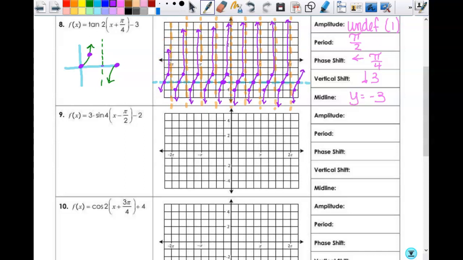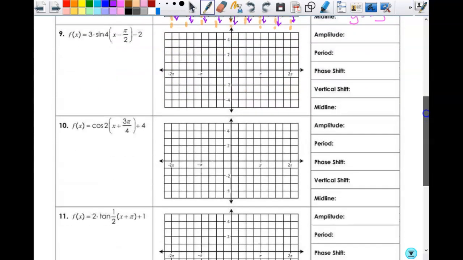Oh, yes. I have this. All right, so let's look at number 9. What is the amplitude? 3. And the period? Pi halves, right? Is there a phase shift? Yes, we go to the right, pi halves. Vertical shift, down 2. So y equals -2.